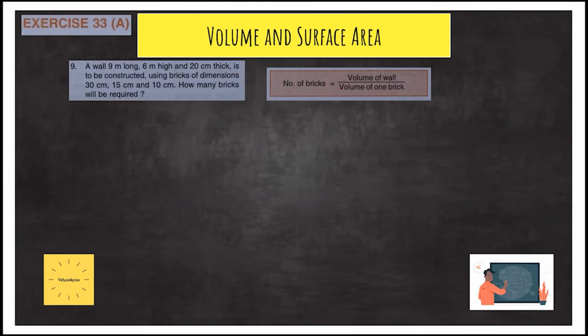So the ninth question is: a wall 9 meter long, 6 meter high and 20 centimeter thick is to be constructed using bricks of dimensions 30 centimeter, 15 centimeter and 10 centimeter. How many bricks will be required? And one hint is given also. The hint is: number of bricks equals volume of wall divided by volume of one brick. So let's start the problem.